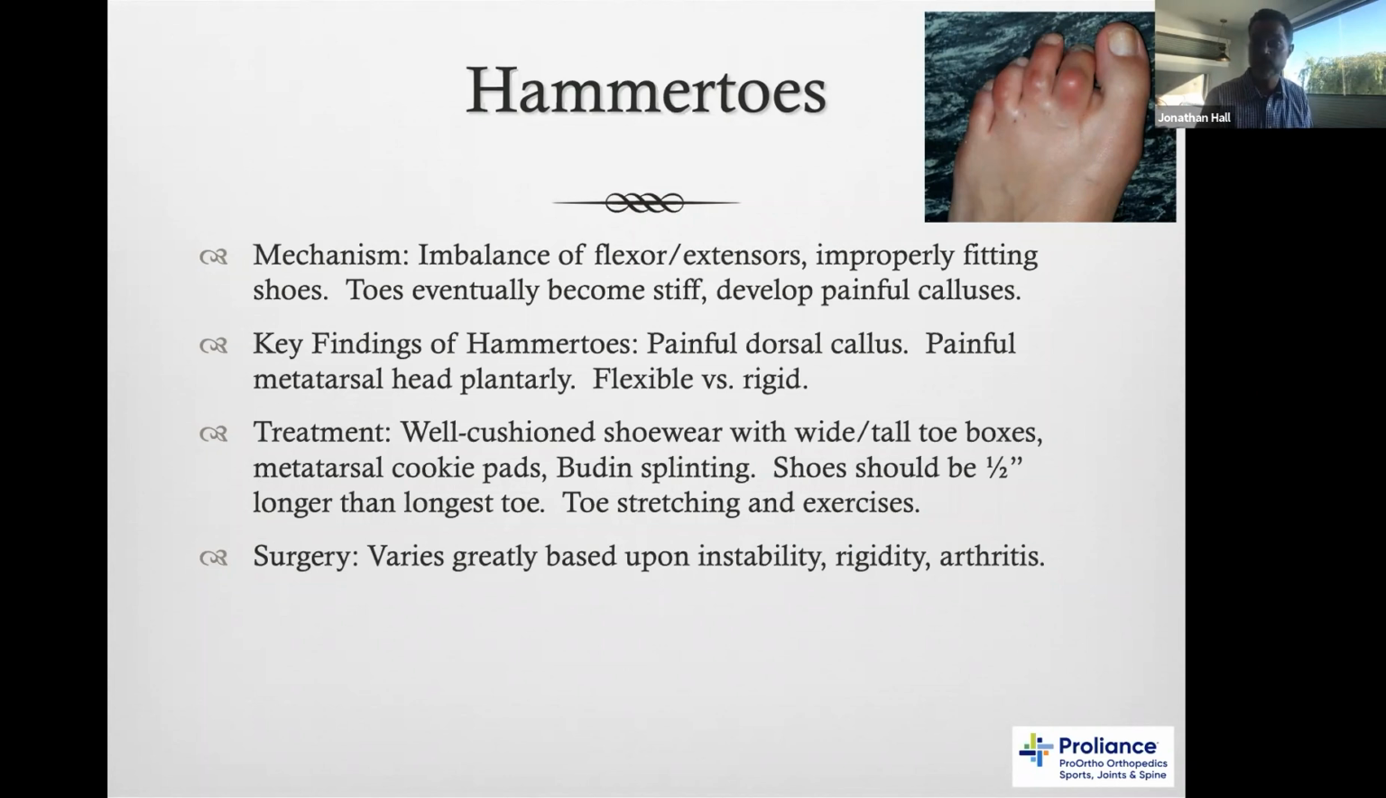And if it's flexible, we can do some things to try to stretch it out and give you accommodating shoe wear, and make sure that we can do our best to control your discomfort. But ultimately, if that doesn't work, then those can be straightened out with the surgery.